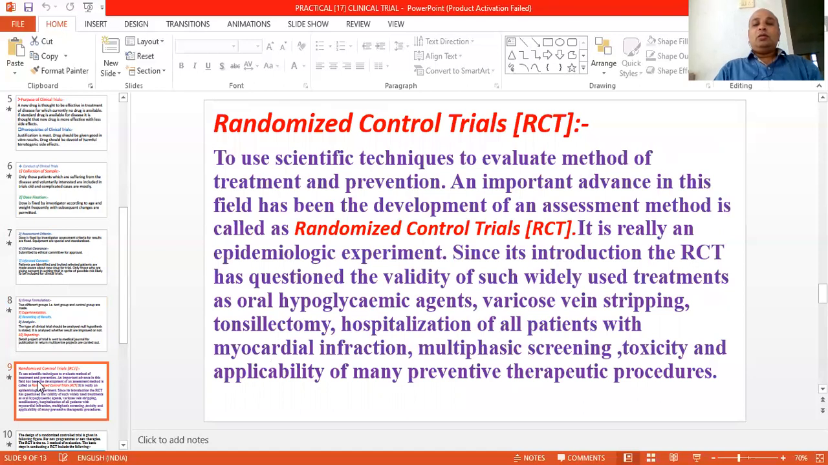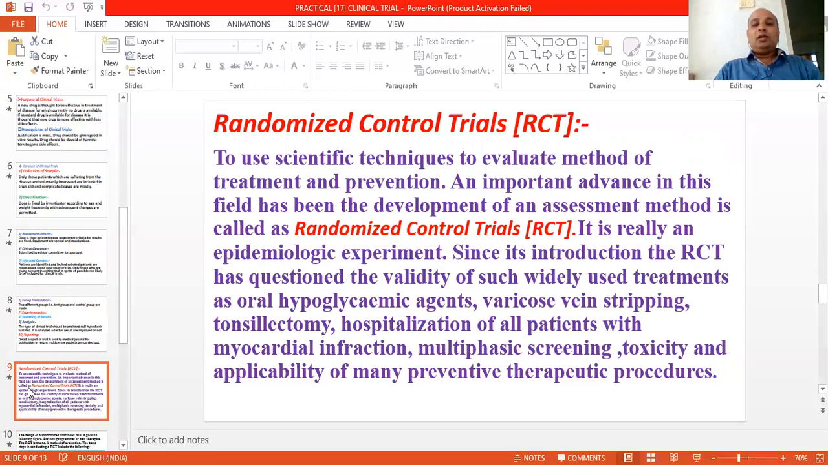Then randomized control trial. It uses a scientific technique to evaluate methods of treatment and prevention. An important advance in this field has been the development of an assessment method called the randomized controlled trial.